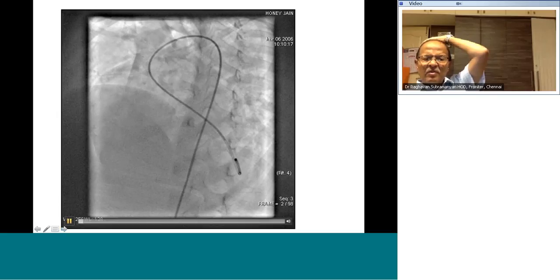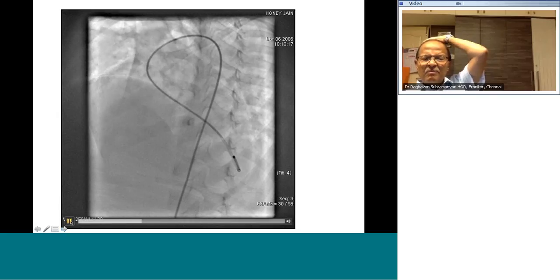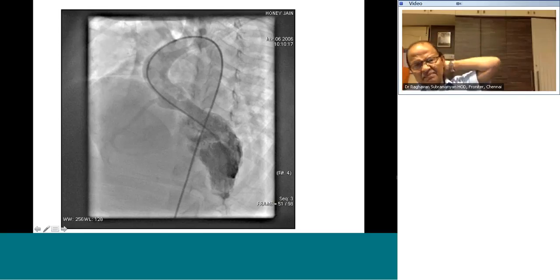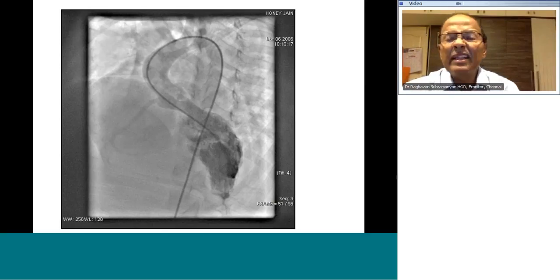Okay, now I'm going to stop it in one second. Okay, I'll stop it. Sorry, say that again. I missed that. LV angiogram is okay. Pigtail catheter retrograde through the aorta into the left ventricle. This angiogram has been done in what view?